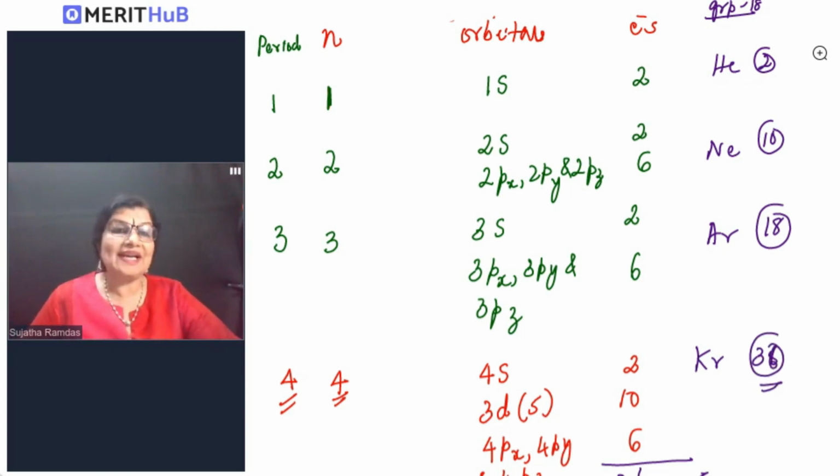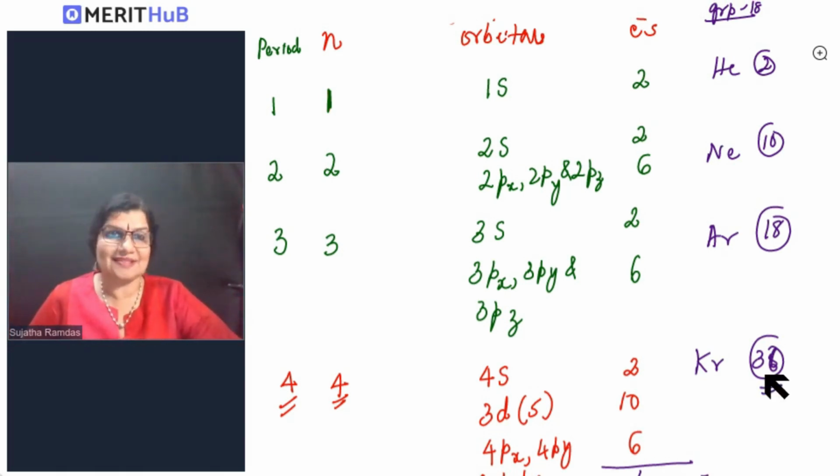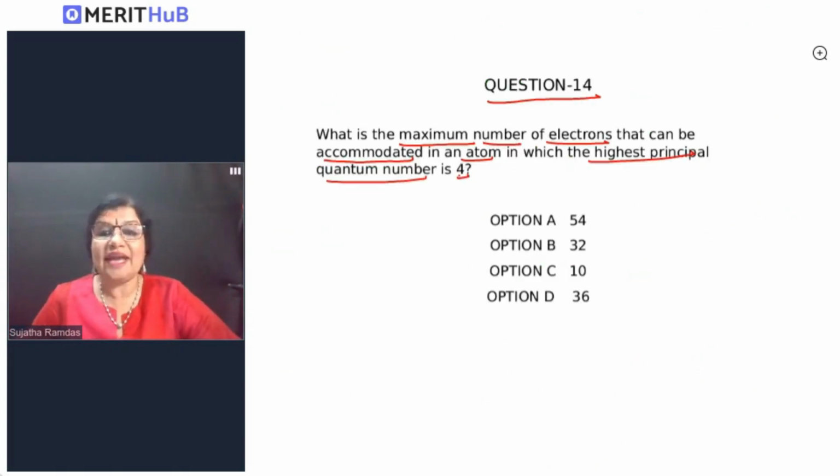So if you're able to recollect the noble gas present at the end of the fourth period, which is 36, that will be the right answer. Okay, so there is a shortcut way of getting the answer 36. But this is the conceptual way to understand how you get 36 as your final answer, and therefore option D is the correct answer.